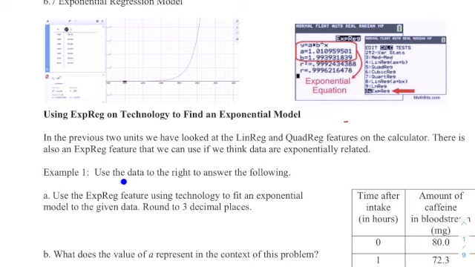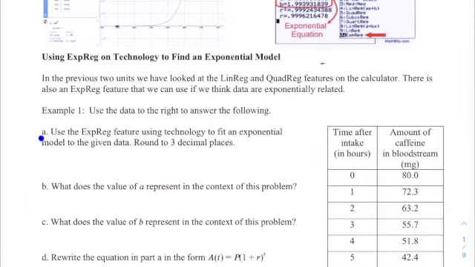Okay, example 1, use the data on the right to answer the following. So here's the data to the right. A, use the exponential regression feature using technology to fit an exponential model to the given data, rounded to 3 decimal places. All right, so please pause. Can you find the equation just like mine and try to answer some questions.